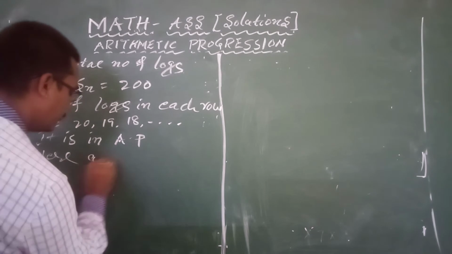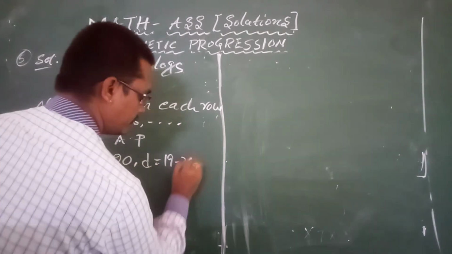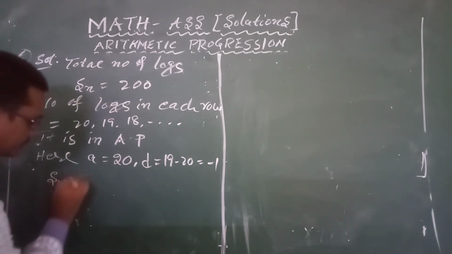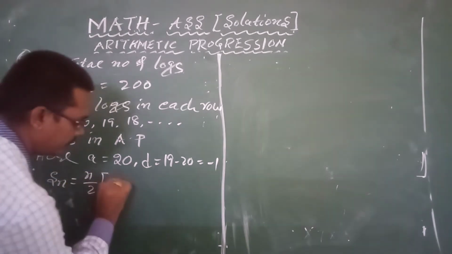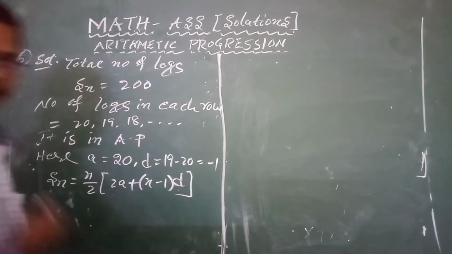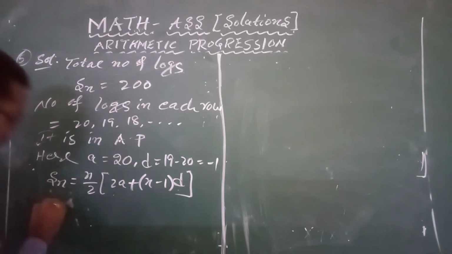Here a is equal to 20, d is the common difference, 19 minus 20, you will get the negative number, minus 1. And Sn is also there. You can substitute values. Now the Sn formula: Sn is equal to n by 2 of 2a plus n minus 1 of d. This is a quadratic equation that will come. You can do splitting and multiplying. Now we can substitute values.